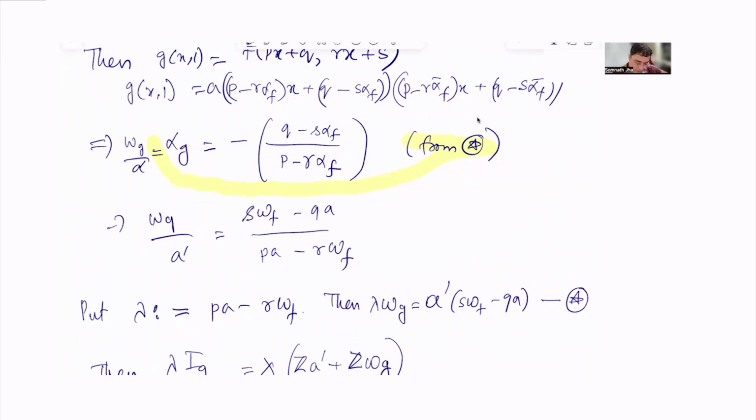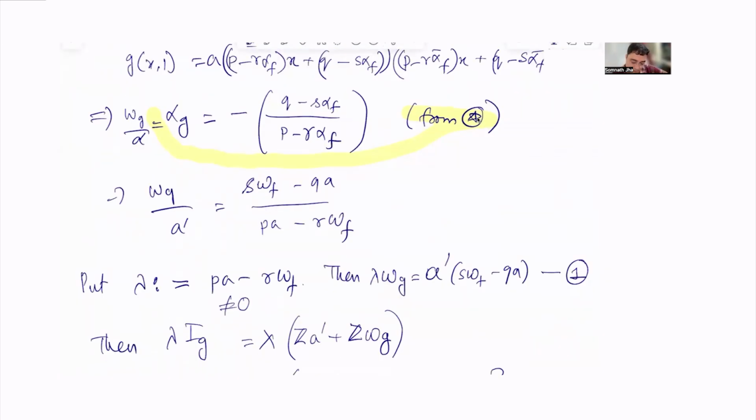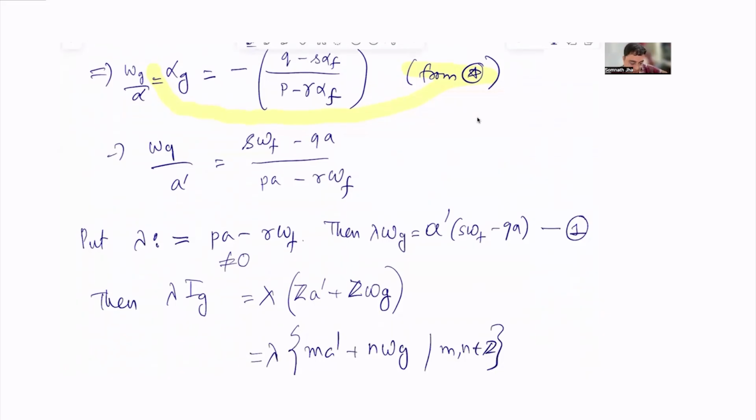So then lambda is not equal to 0, because this is a complex number with imaginary part non-zero, and this is an integer, so this can never be 0. So you get lambda times omega g. So you put this as lambda. So you multiply a prime into s omega f minus qa, and let's call this 1. Then lambda times Ig. What is the definition of Ig? Ig is the ideal generated by the quadratic form g. So this is lambda times the Z-module Z a prime plus Z omega g, right? This was the definition of the ideal generated by g.